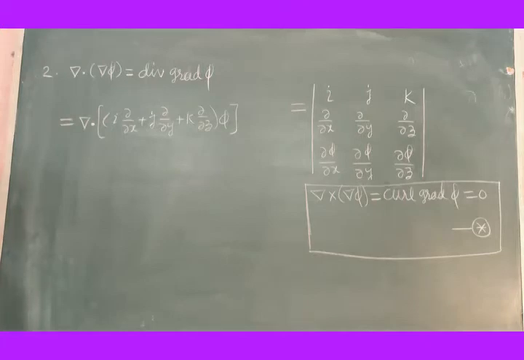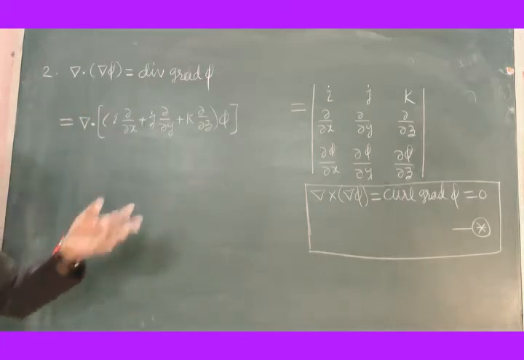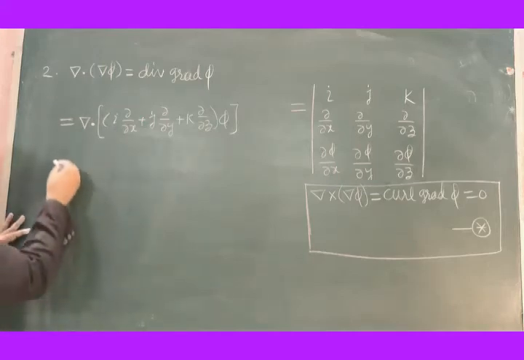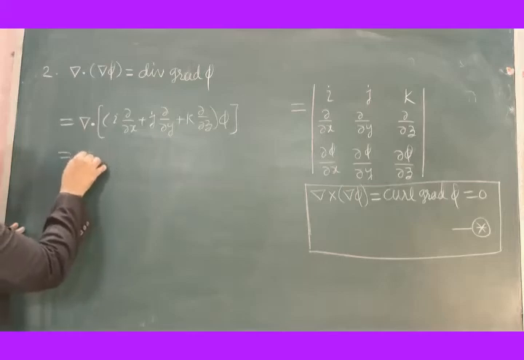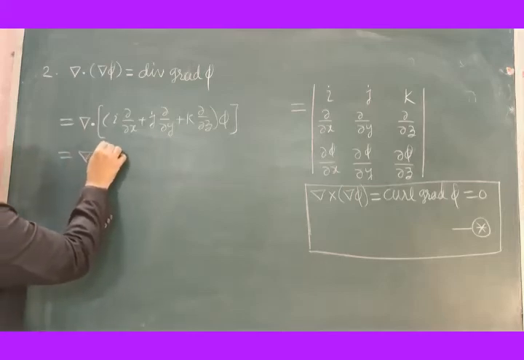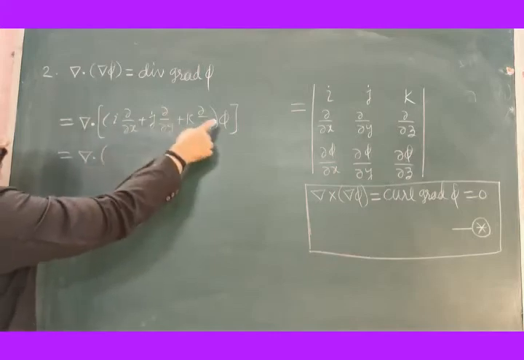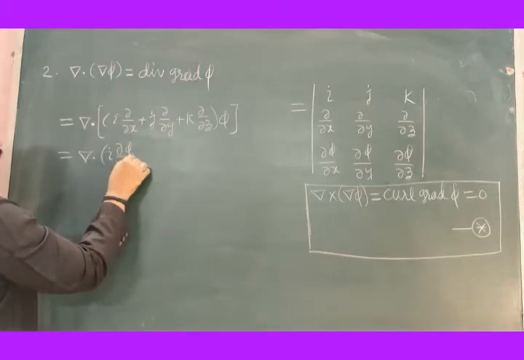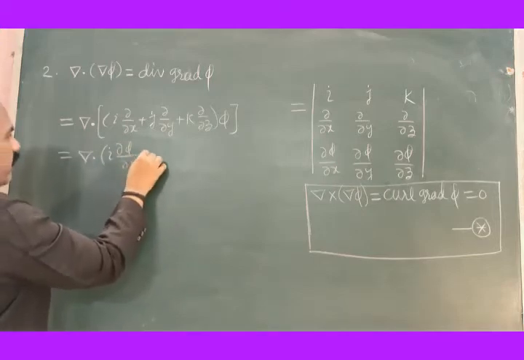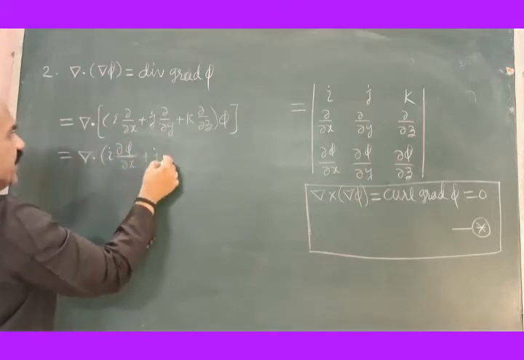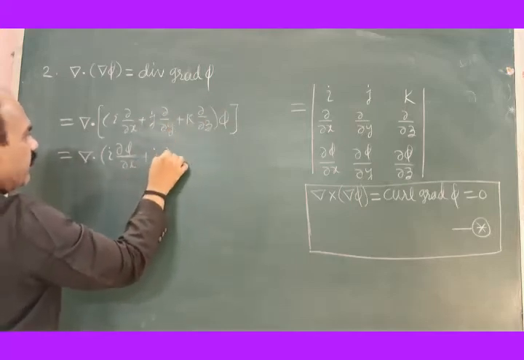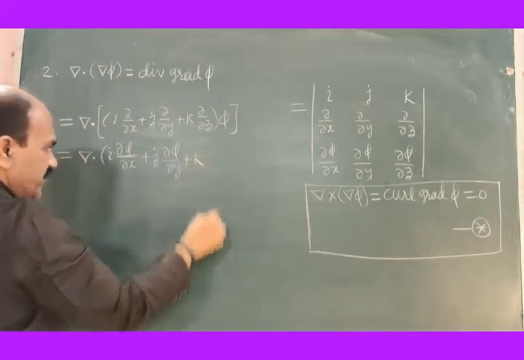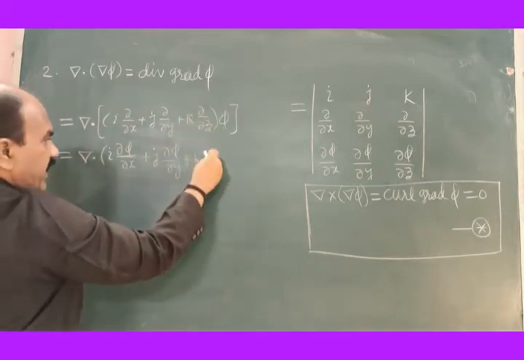The same thing that we did in the earlier vector identity. This is for del dot i dou phi by dou x plus j dou phi by dou y plus k dou phi by dou z.